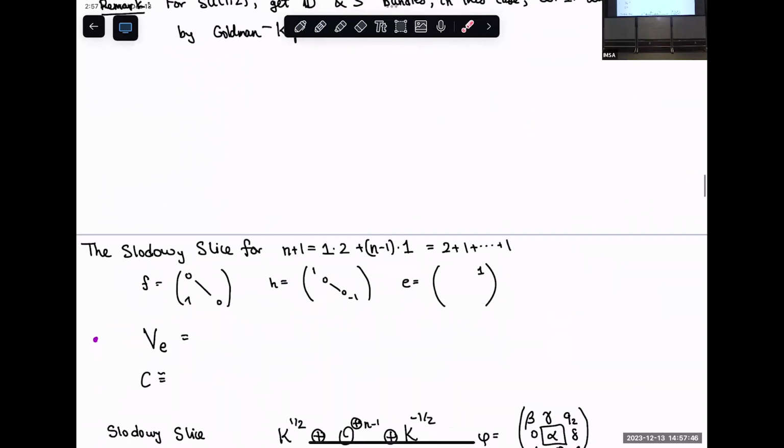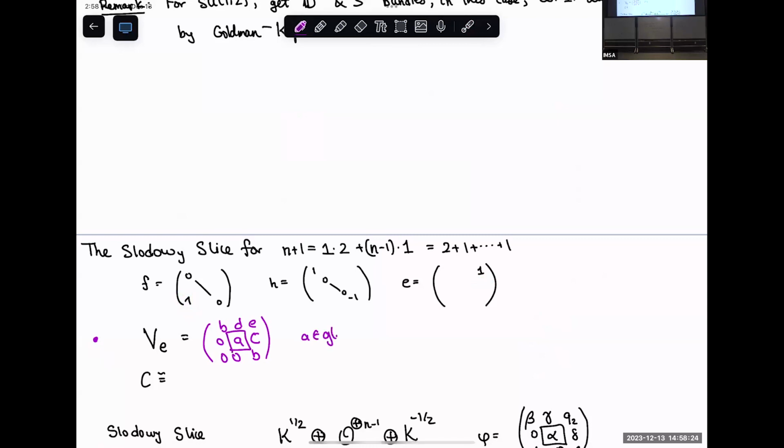Okay, so let's tell you what the Slodowy slice is in this case. Okay, so here's the SL2. It's just like before. This is the smallest nilpotent you can get. The F is all the way down here. Here's the H, and here's the E. What are the highest weight spaces? So they're matrices of the form B, A, B. Let me just get my C and D right. D, C, and E. So maybe I'll just put a box around this one.